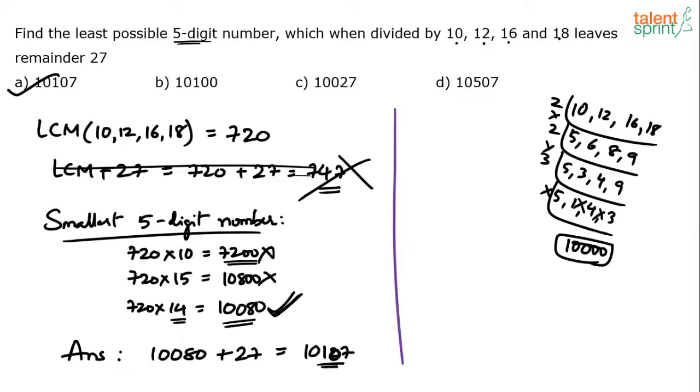Go by options. You don't have to do all this. This method is correct, right? But how do you do it? Using options. Simple. First of all, subtract 27 from all the options. Why do you have to subtract 27? Because these options include the remainder 27.